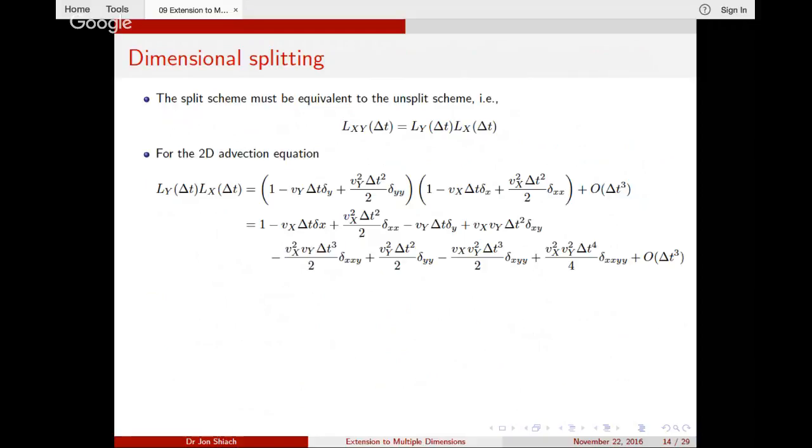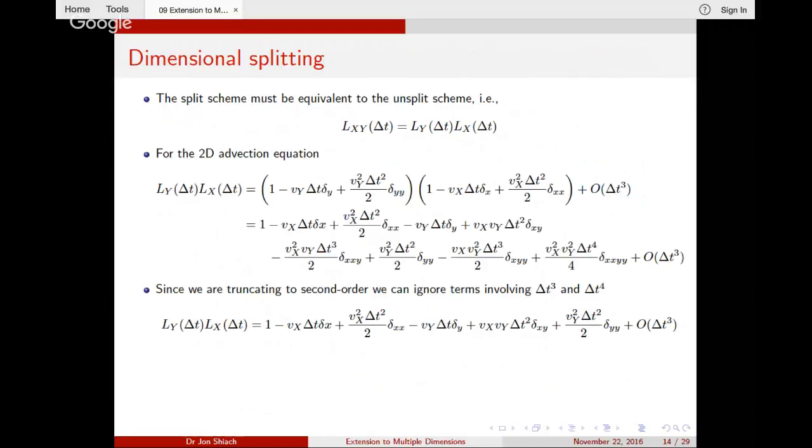Okay, we've got a few terms here which involve delta t to the power 4 and also delta t cubed. We don't need those terms. We're only looking for second order. So our order of error term is delta t cubed. So what that means is we can totally ignore anything which is delta t to the power 4 and delta t cubed. We're truncating to second order, so we just wipe out those terms. Okay, which gives you this.